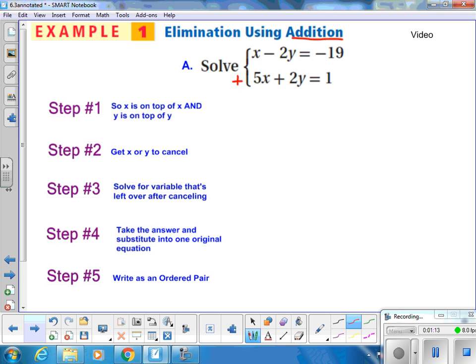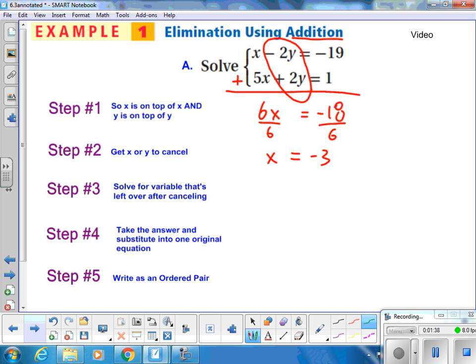Okay, so I'm going to add these together, and if I notice, negative 2y and 2y actually cancel each other out. So I am left with x plus 5x, which is 6x, equals negative 19 plus 1, negative 18, divided by 6, negative 3. So I know what that one is. Now I can go ahead and substitute that in.